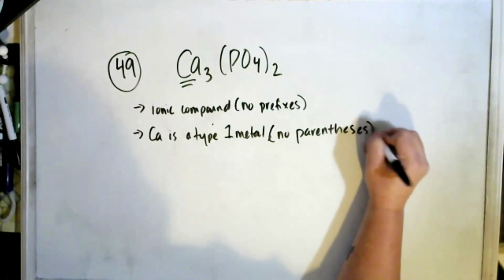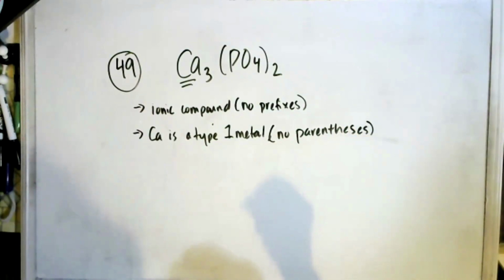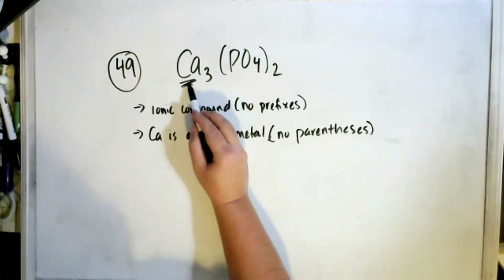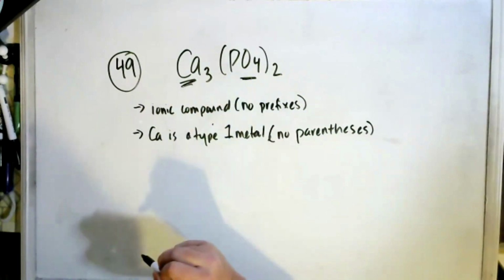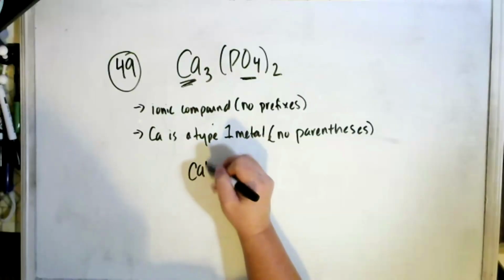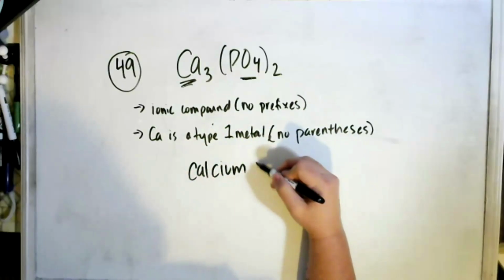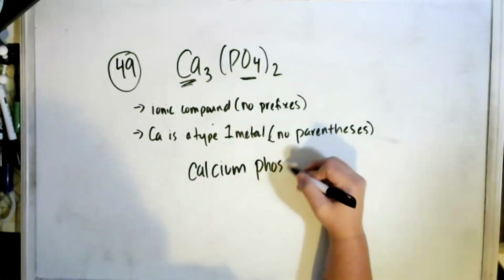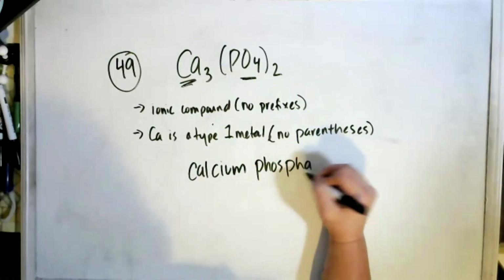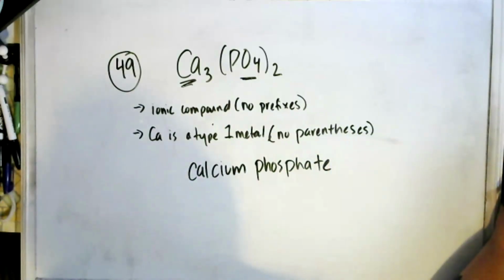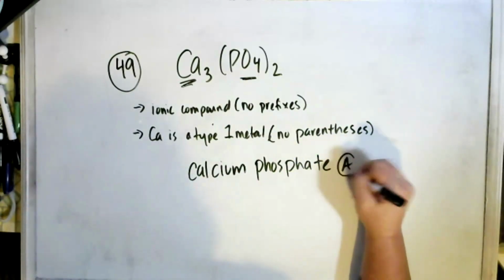No prefixes, no parentheses for our name here. Okay, so we're just going to name this based on the name of the metal and the name of the polyatomic ion. So our metal is calcium, and our polyatomic ion is the phosphate ion. So the name of our compound is going to be calcium phosphate. Okay, and that was going to be choice A.